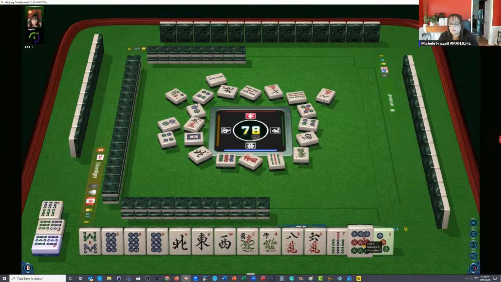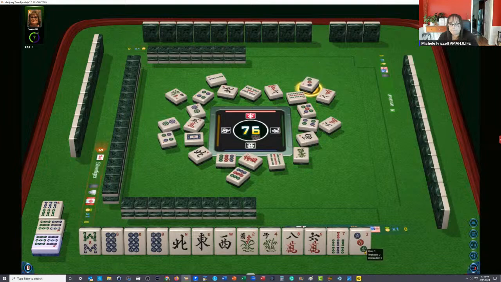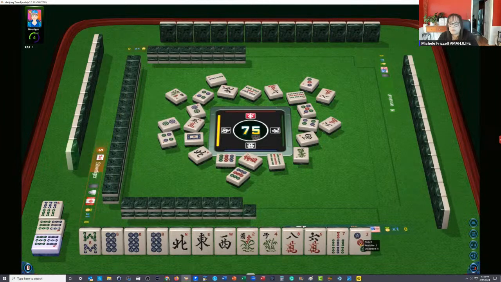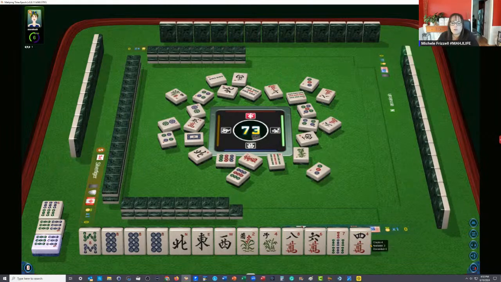Okay, so let's see. Let's let the 9 go. 9 dots. There's a 6 bam up for grabs here on the left. 2 characters. Three dots. Nobody wanted the 3 dots, so I'll let that West wind go. Sorry. Oh, okay, here we go. 3 dots. Oh, shoot. I should have let the 4 crack go.